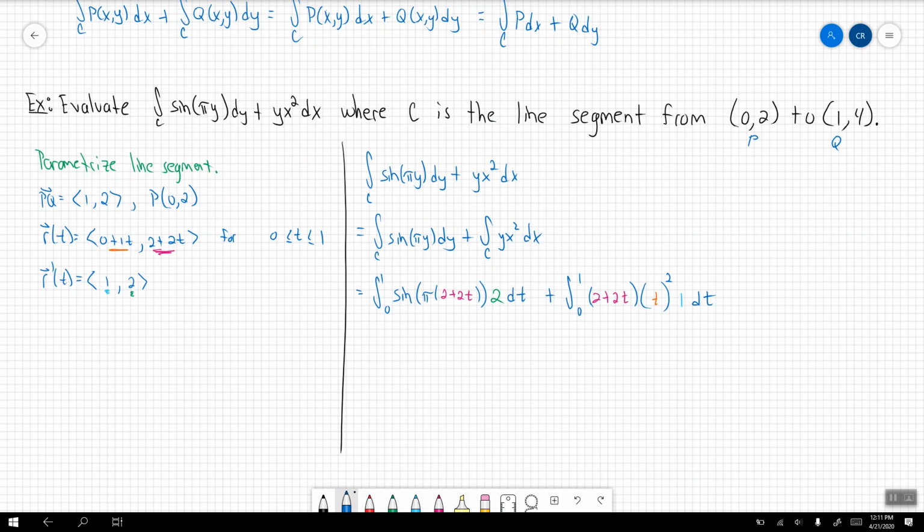Perfect. So all we get to do now is evaluate this integral. Now notice, did I really need to split this up like I did here? No. I could have just written this from 0 to 1 and then used all of my individual components to say that this is 2 times sine of pi times 2 plus 2t. There we are. dt is going to factor out all the way to the end. Same integral. There we are.